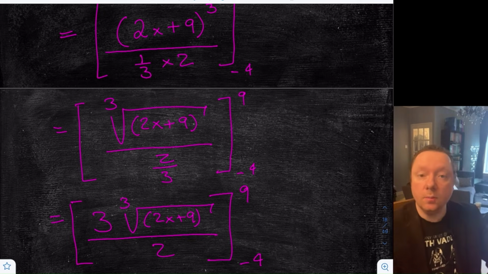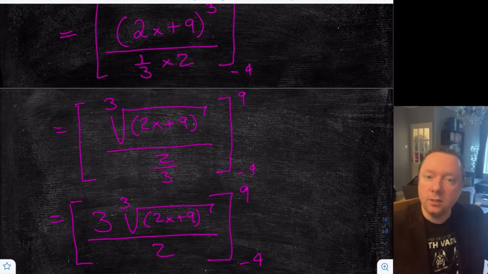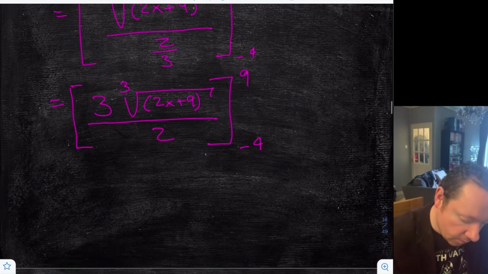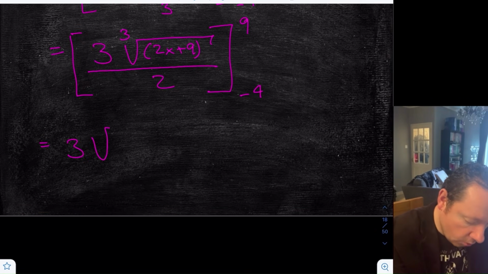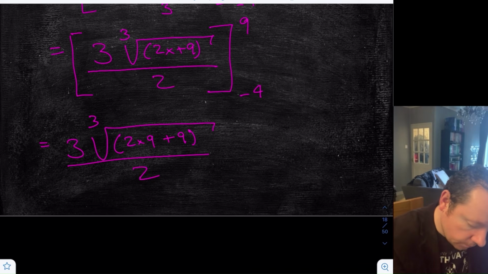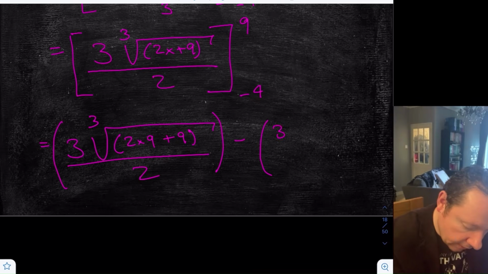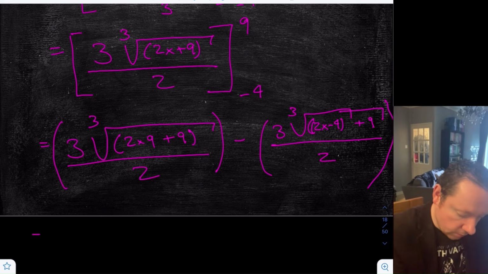And now I'm ready to substitute my numbers in. So substitute 9 in, take away, substitute -4 in. So subbing in my numbers, get 3 times the cube root of 2 times 9 plus 9 all over 2. I'll just put that in big brackets. Minus 3 times the cube root of 2 times -4 plus 9. I'll just make it clear that that's separate, all over 2. And now we can work some of that out.